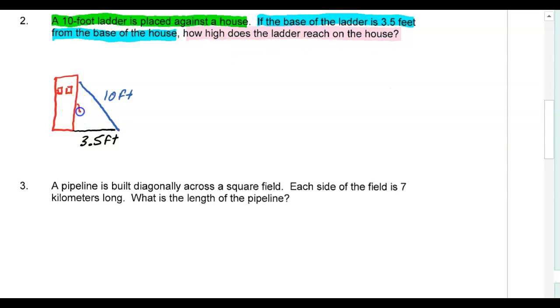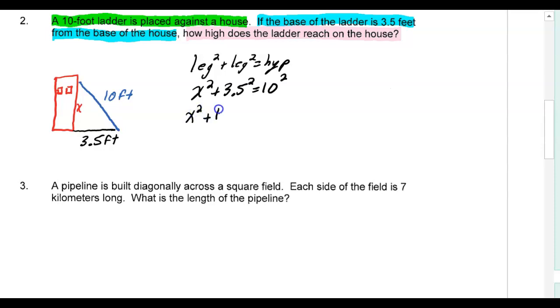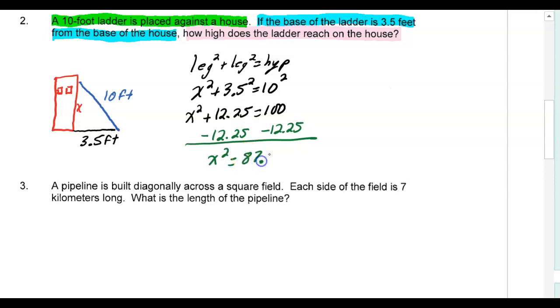So my x is going to be the height there. Again, I'm going to use the Pythagorean theorem. Leg squared plus leg squared is equal to the hypotenuse squared. So setting up the equation, it'll be x squared plus 3.5 squared is equal to 10 squared. So x squared plus 12.25 is equal to 100. I'll subtract 12.25 from both sides. I'll get x squared is 87.75.